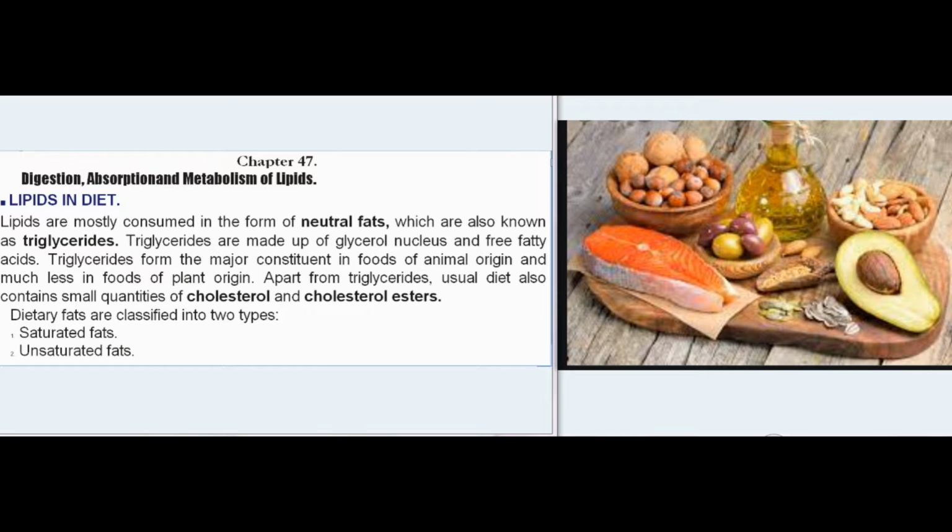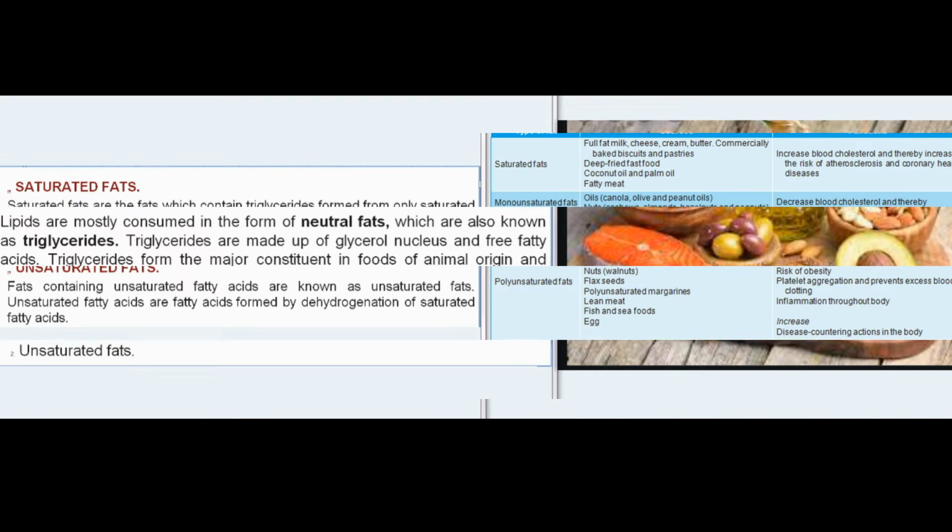Triglycerides form the major constituent in foods of animal origin and much less in foods of plant origin. Apart from triglycerides, the usual diet also contains small quantities of cholesterol and cholesterol esters. Dietary fats are classified into two types: saturated fats and unsaturated fats.